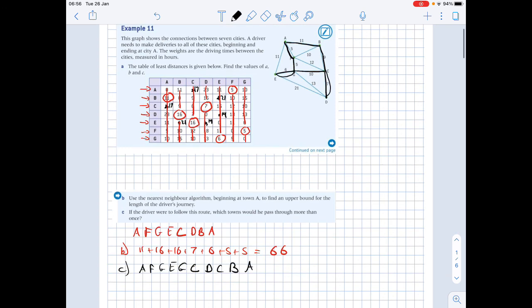The question was, which towns would he pass through more than once? So G and C. And it's common to be asked either which ones they pass through more than once, or what the actual route taken would be.